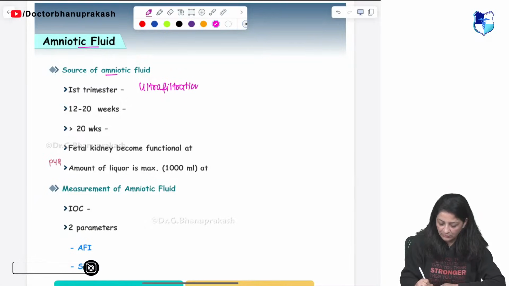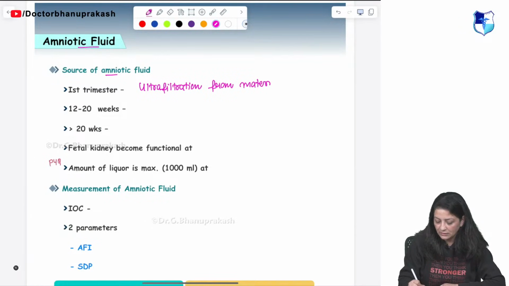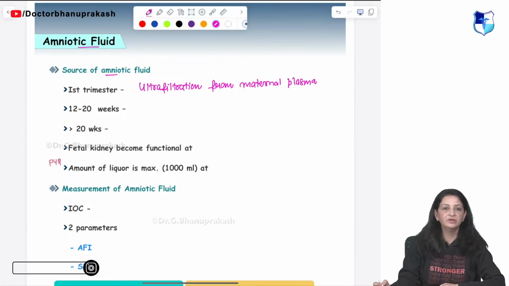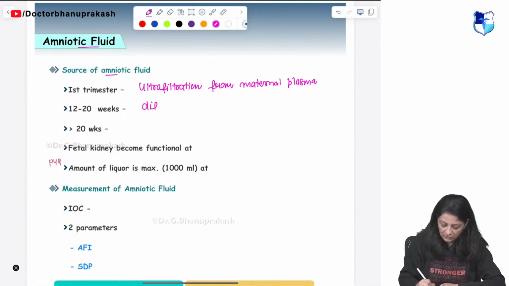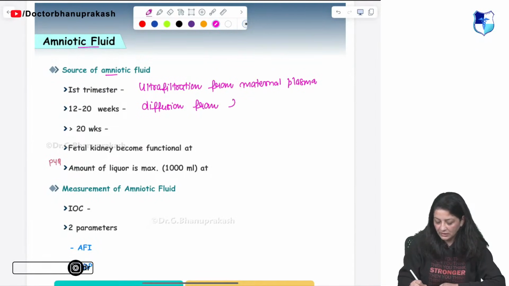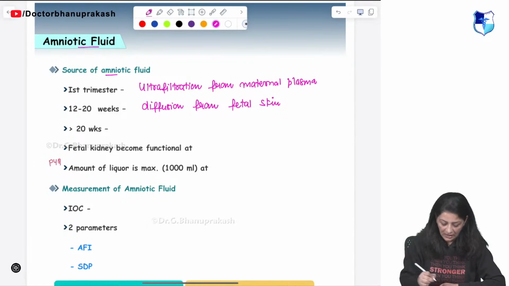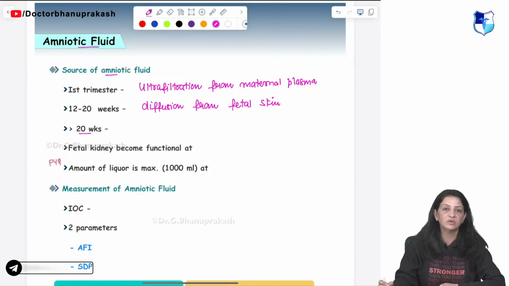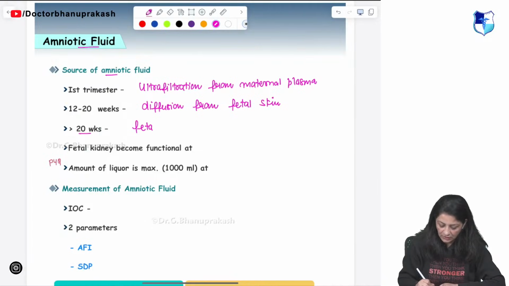Ultrafiltration from maternal plasma. After 12 to 20 weeks, the main source is diffusion from fetal skin. After 20 weeks, the main source of amniotic fluid is fetal urine.